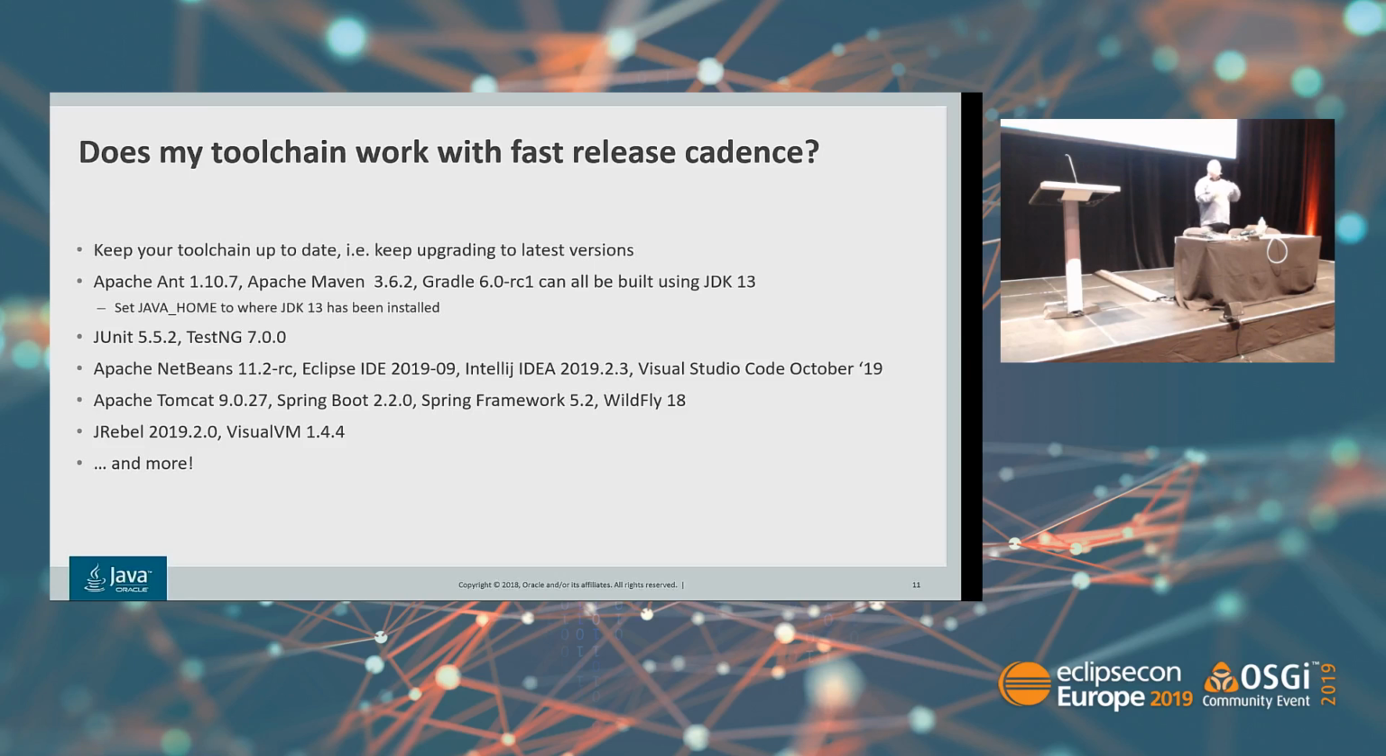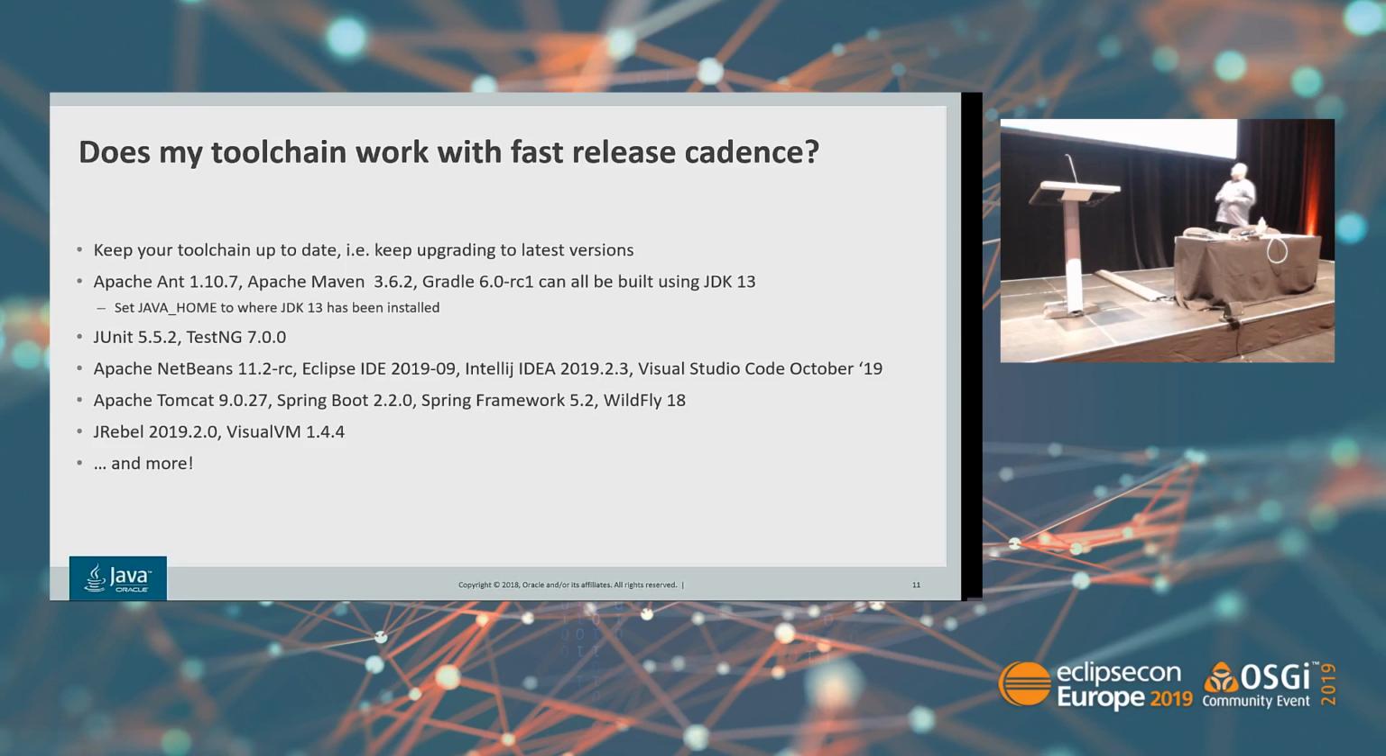And like I said, we've been doing this faster cadence for 2 years now. So we have some amount of experience with how the adoption of this cadence in the core components of the ecosystem has been. And the most important thing to take away here is that you should keep your tool chain always up to date, because that means upgrading to latest releases, because they will typically have fixes and enhancements to work better with the features in new JDKs. But that being said, if you're using the latest version of Ant, or the latest version of Maven, or the latest release candidate of Gradle, you can basically use JDK 13 or 13.0.1 to bootstrap those, to build them themselves, so they'll work just fine.